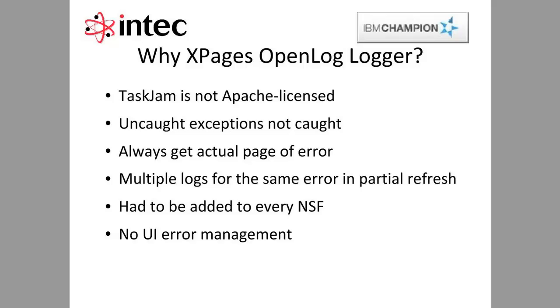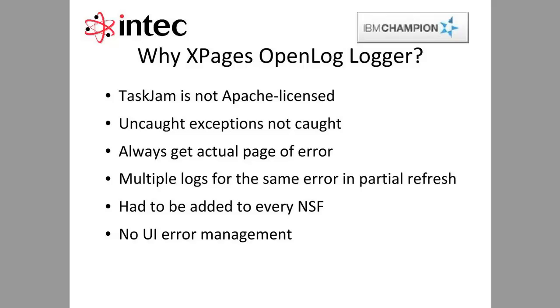Uncaught exceptions weren't caught, so if you had server-side JavaScript or a call to Java that wasn't using a try-catch block and it threw an error, it generated the error back to the user on the page, but there was nothing captured so that you could actually deal with it proactively. Also, if it went to that error page, then the page that was logged was usually the error page, which isn't what you want. What you actually want is the page where the error occurred, the page it came to the error page from.